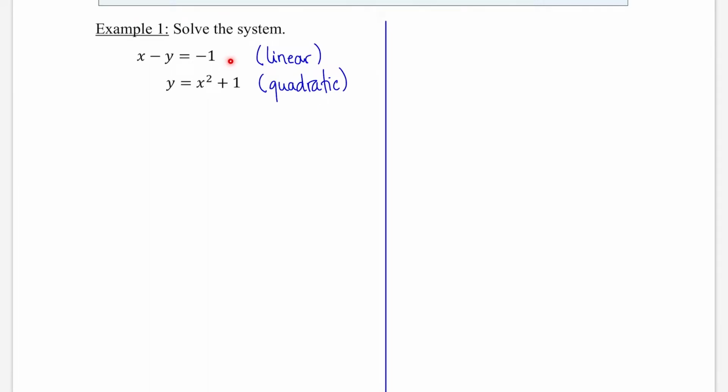To solve the system, I can either use the substitution method or the addition method. In this case, I will use the addition method. When I use the addition method, I want to add the two equations so that I can eliminate one of the variables. I can choose to eliminate y or x. I will choose to eliminate y because negative y plus y will cancel each other out. I cannot eliminate x because x and x squared are not like terms. So I am going to add the two equations.